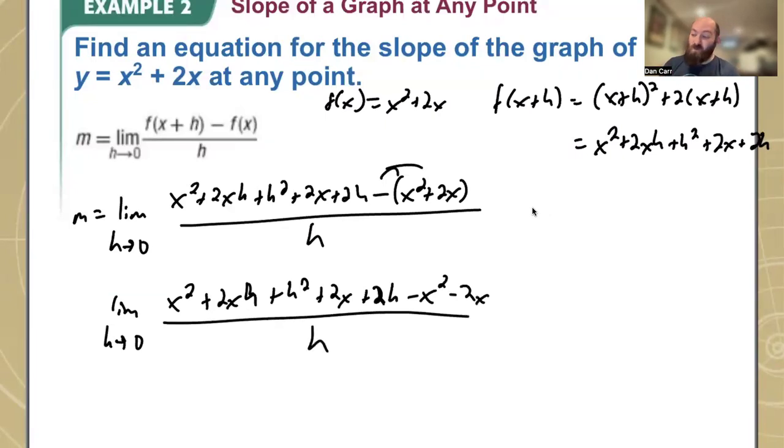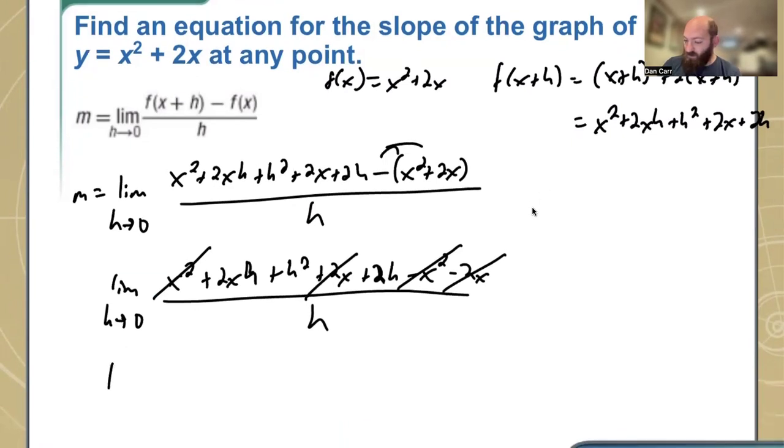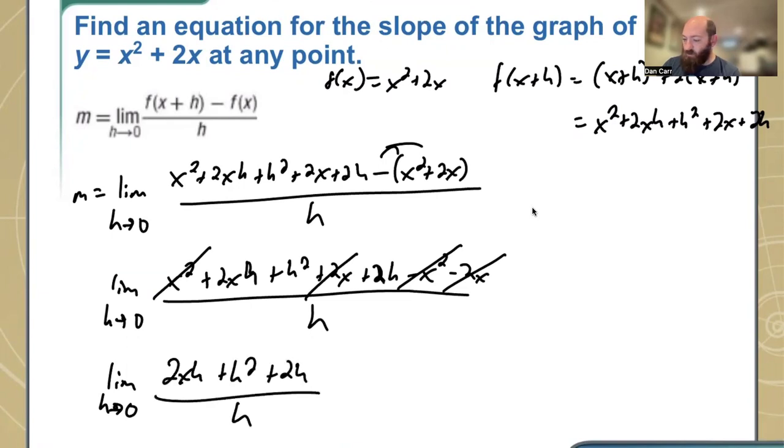So start looking for where we can simplify. We can get rid of x squareds. We can get rid of a positive and negative 2x here, and that's it. So that's going to simplify down a little bit. So the limit as h approaches 0 of 2xh plus h squared plus 2h, all over h.